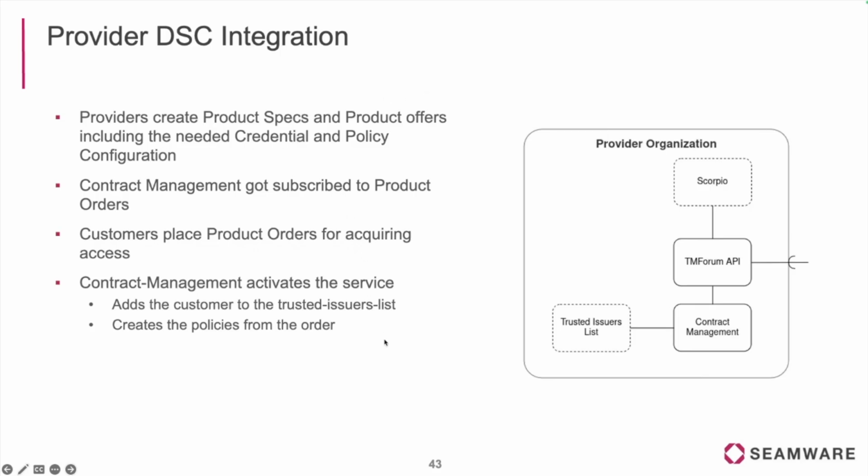So what happens when a customer creates a product order and the product order is processed? The contract management component is going to activate the service doing two things. It's going to pick the credential configuration and add the customer to the trusted issuer list. So now that customer organization is a trusted issuer of the particular type of credential we have specified here. And then it's going to create the policies in the API6, in the PAP proxy, taking the policies from here.